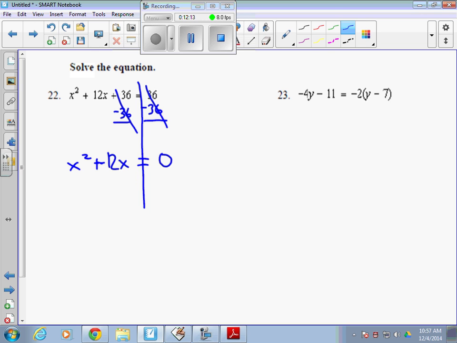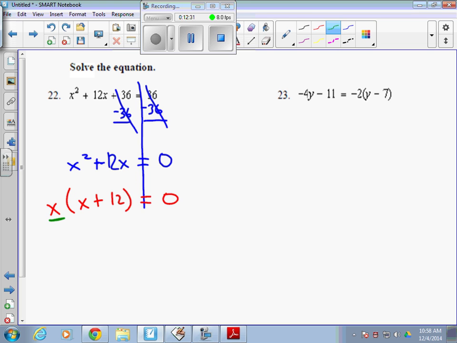Now what you need to do is you want to factor this. You want to pull out what x squared and 12x have in common. They both have x, and they both have x times x and x times 12. So we're almost finished.